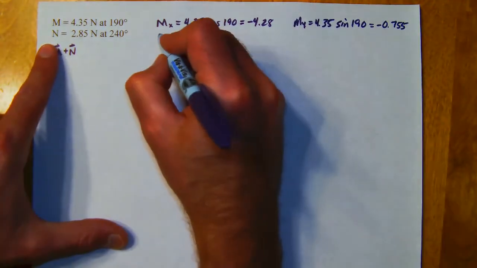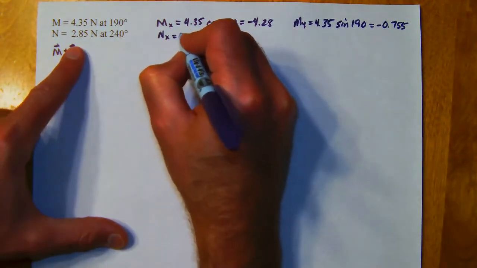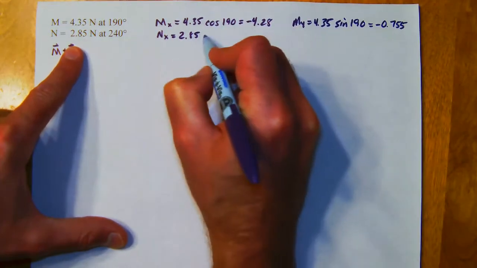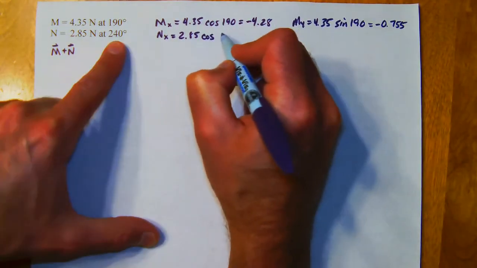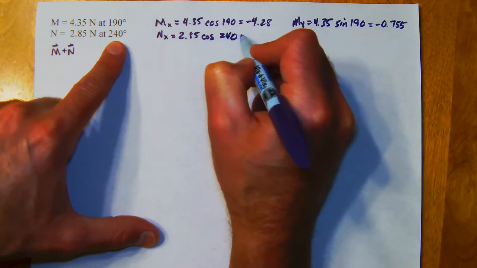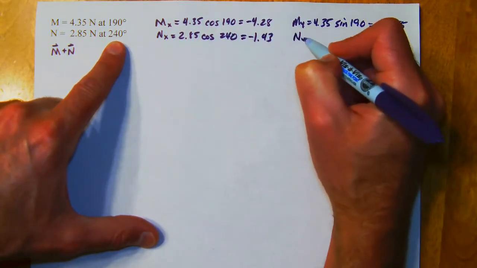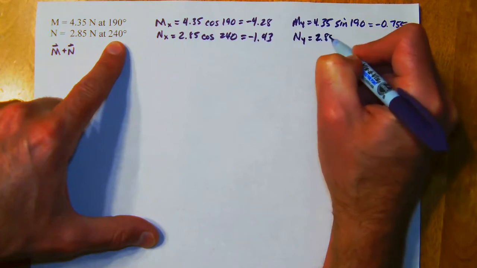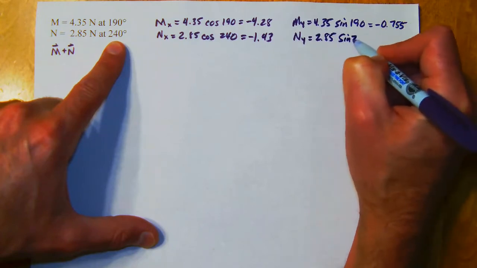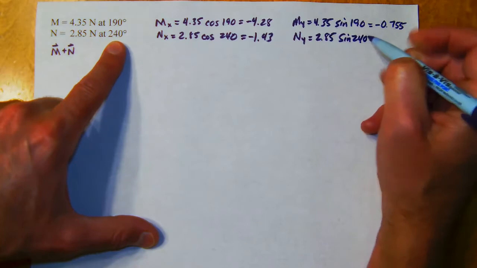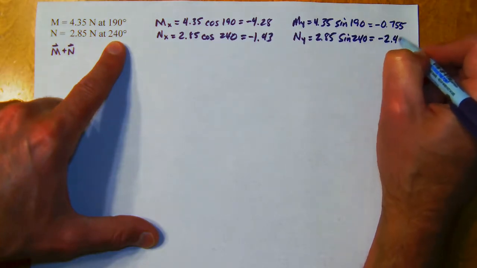Do the same thing for n, so I'm going to have n sub x is going to be 2.85 times the cosine of 240, which is negative 1.43. Then n sub y is going to be 2.85 times the sine of 240, and that's going to be negative 2.468.